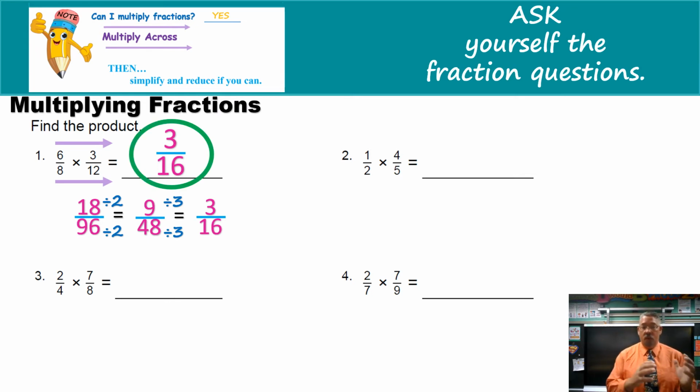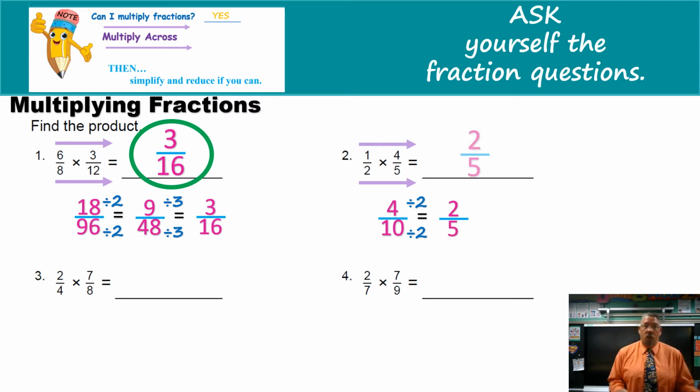All right, so we're going to follow the same steps every time. We're going to multiply across, and then if I can simplify, then I'm going to do it. On number 2, I'm going to multiply across. 1 times 4 is 4, 2 times 5 is 10. Both even. So I look at my divisibility rules. 2 will go into both of them, so I'm going to simplify. 2 will go into 4 2 times, and 2 will go into 10 5 times.